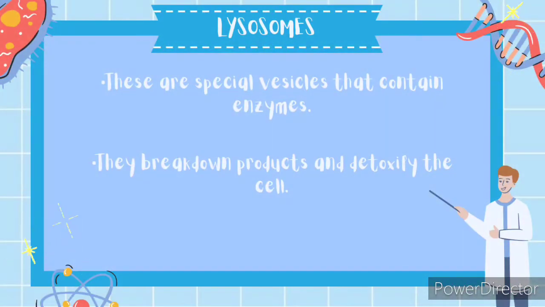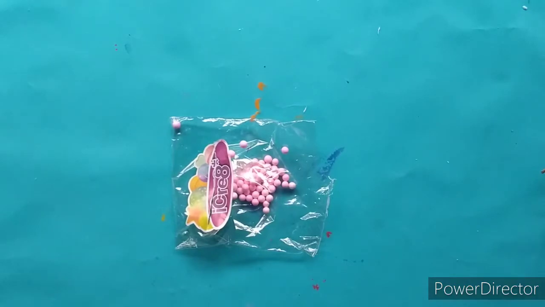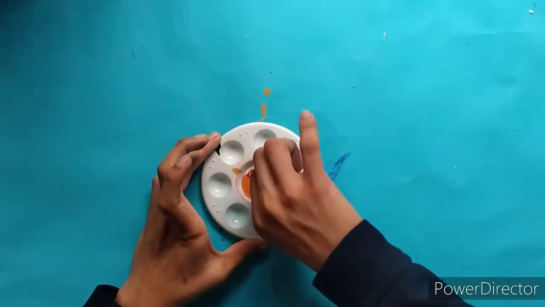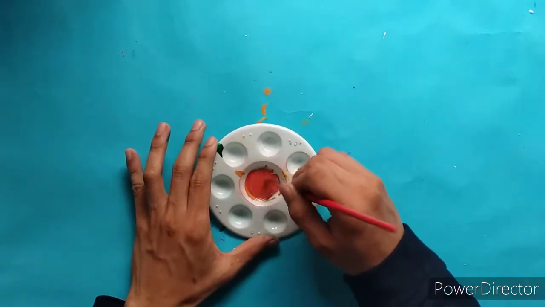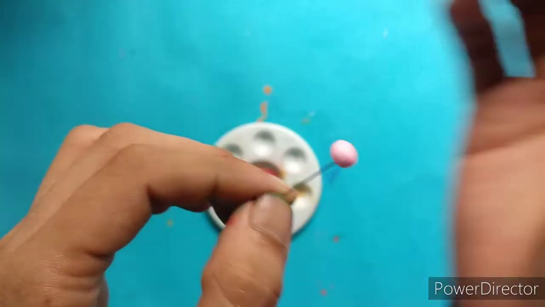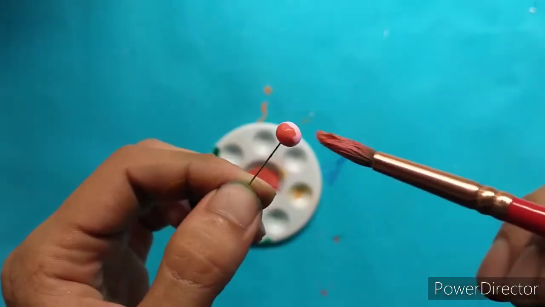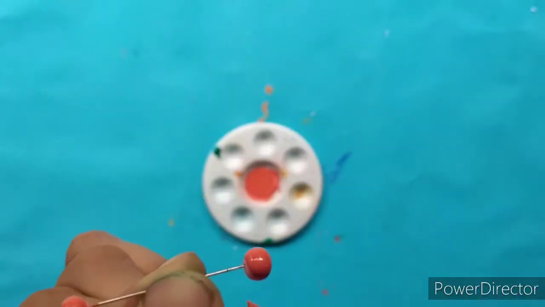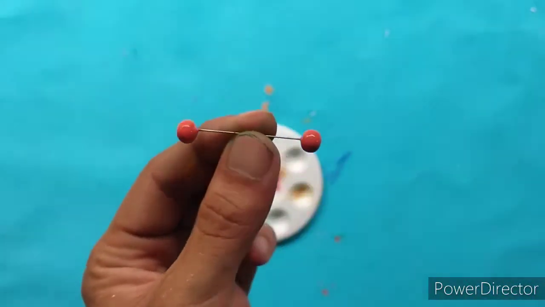Lysosomes. These are special vesicles that contain enzymes. They break down products and detoxify the cell. For this part, I'll be using the beads. Color it. I'll be using the color orange. Paint. And there you have it.